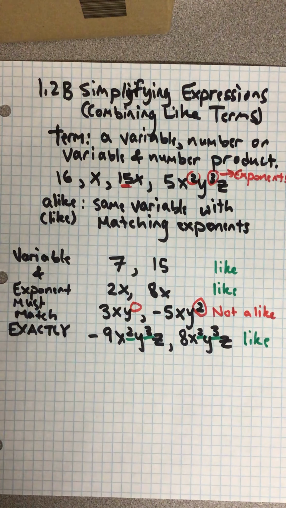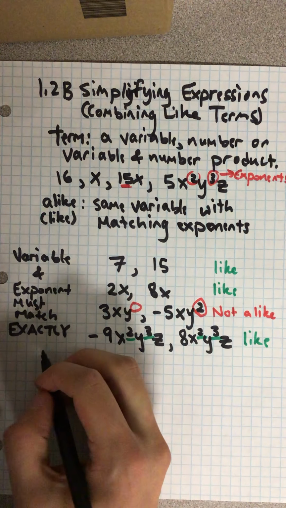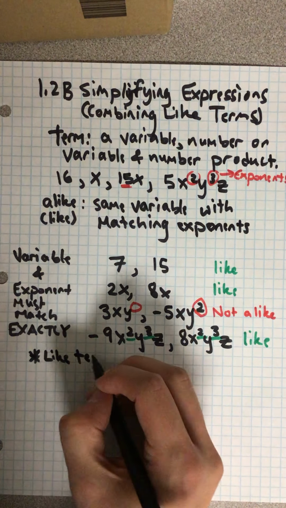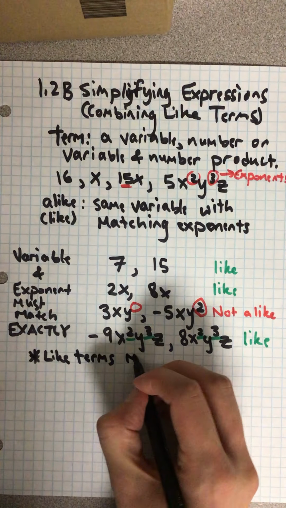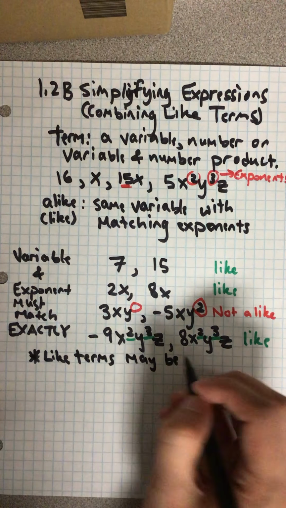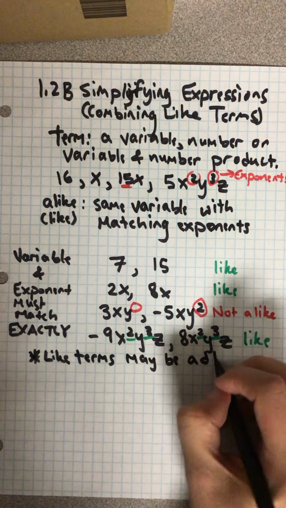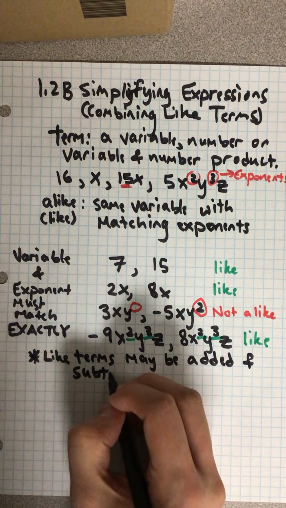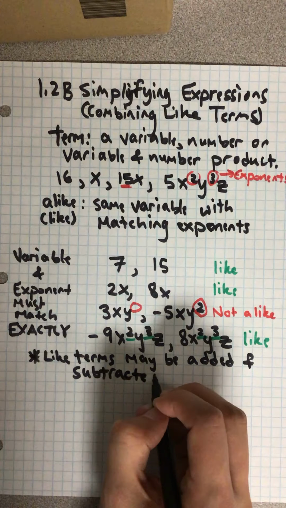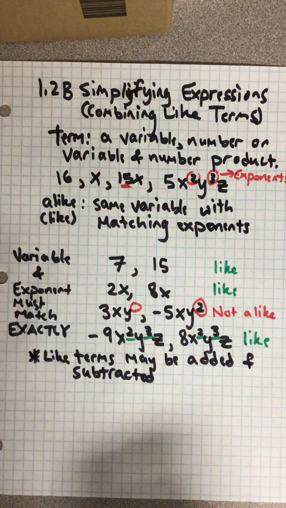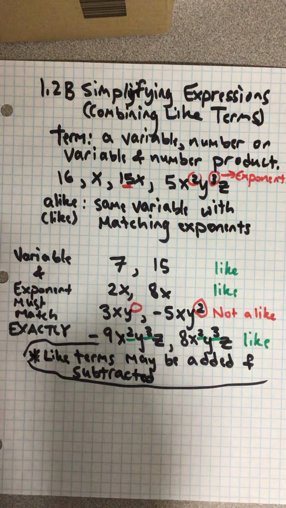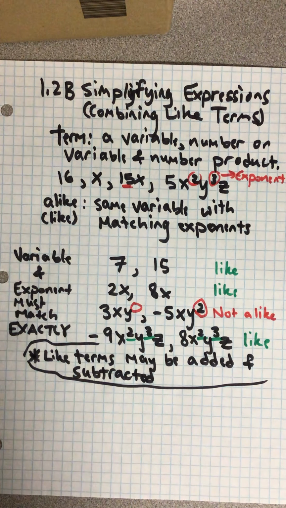Now the thing that's so neat about like terms, and this is what makes our like terms so special, like terms may be added and subtracted. And that's pretty much the crux of the whole thing. They can be added and subtracted. That's what makes them so useful. That's the reason why we need to pay attention to them. They allow us to simplify problems by adding and subtracting terms.